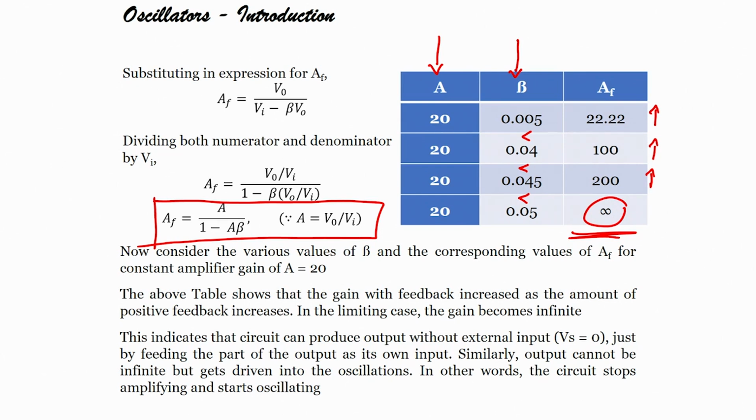What important things do we have to learn from this slide? That only a part of the output signal is fed back to the input, or beta is extremely small.